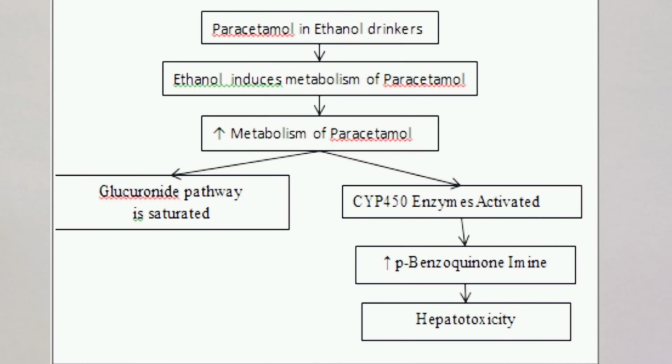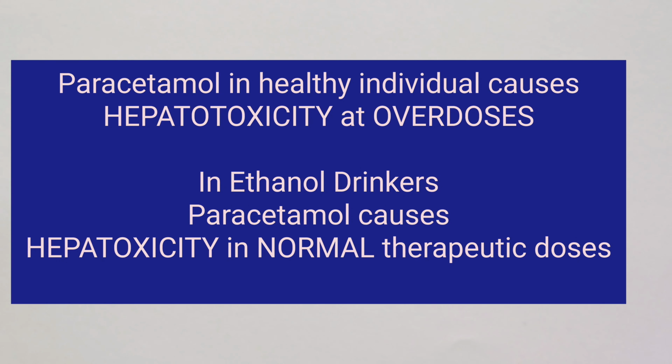Ethanol is an inducer of hepatic enzymes. So it induces the metabolism of paracetamol. Increased metabolism of paracetamol leads to saturation of the glucuronide pathway, leading to the activation and diversion of the cytochrome P450 pathway, thus increasing the concentration of the hepatotoxic metabolite, that is para-benzoquinone, leading to hepatotoxicity. Thus, paracetamol in normal individuals causes hepatotoxicity when overdosed, but in ethanol drinkers, it can cause hepatotoxicity at normal therapeutic doses.